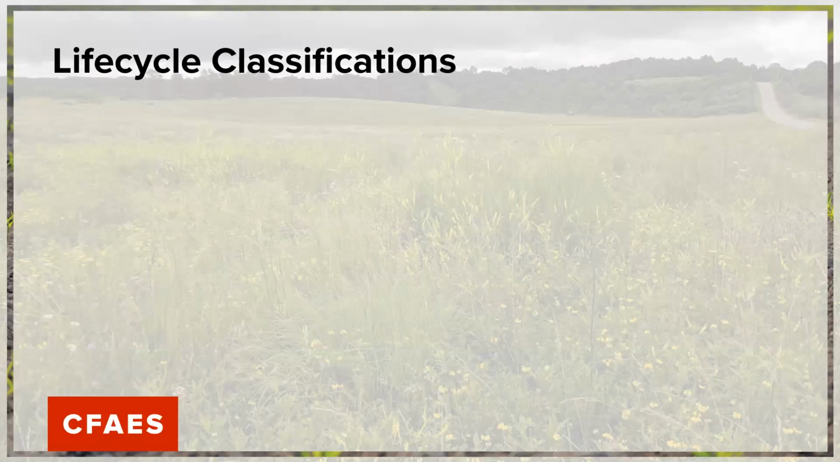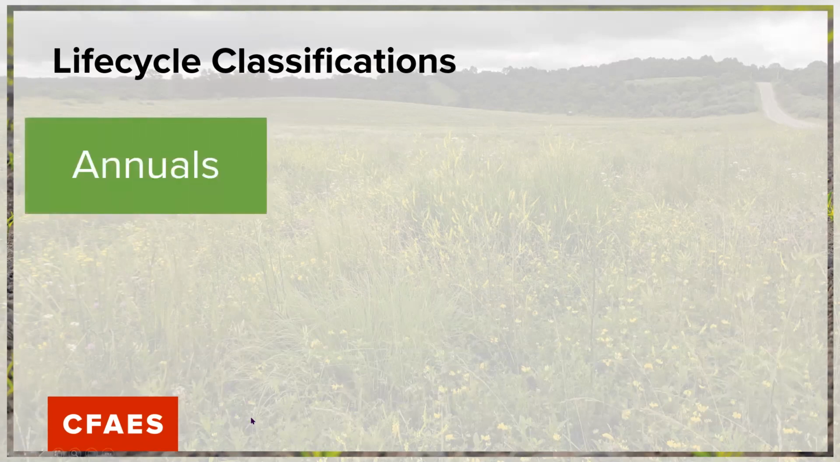Now that we know a bit more about the ins and outs of plant science and how these plants grow and what's most important so that they can actually get through life, we're going to talk about how, as forage managers, we tend to classify these plants. And one of the primary ways that we sort these plants out is by life cycle.